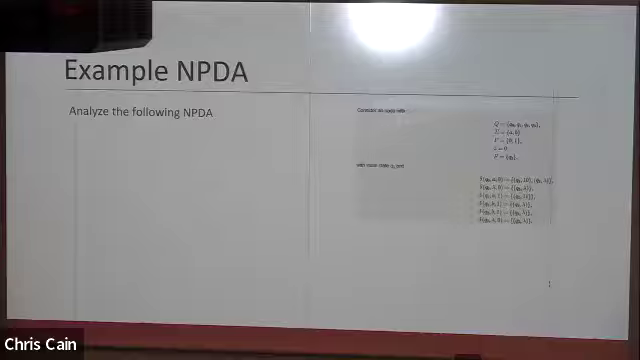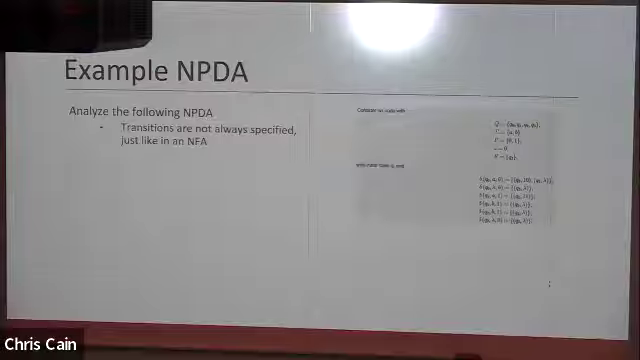Z is typically used as our bottom of stack character. It just works nicely because it doesn't really represent anything else. Then the initial state is Q0, and here are the associated transitions. Just like in an NFA, we don't necessarily have to represent every single possible transition.